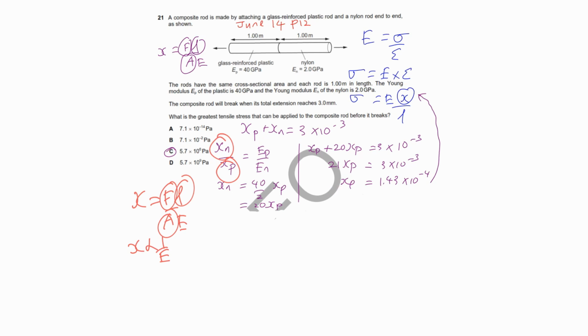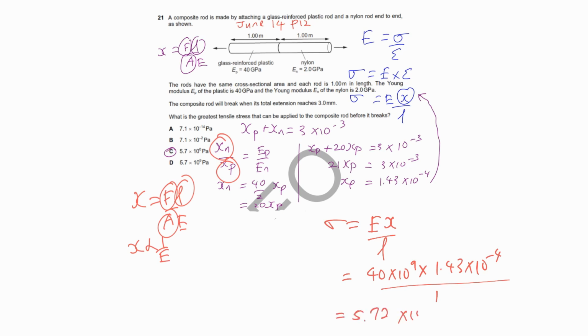And then the next part, since we already know that the formula for stress is Young modulus times extension over length, now we can use it for plastic. It will be the same as nylon because they're the same force and same area. So Young modulus for plastic is given as 40 gigapascal. And now you know the extension is 1.43 times 10 to the power negative 4, and the original length is 1. So you calculate, you will get 5.72 times 10 to the power 6, which is C.